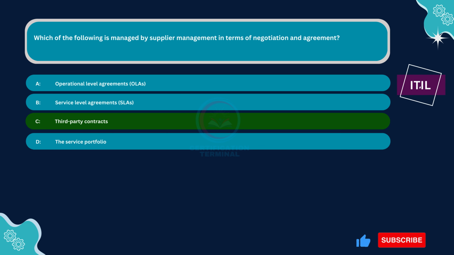Supplier management is primarily responsible for negotiating and agreeing on third-party contracts. These contracts involve external vendors or service providers and cover various aspects, including terms of service, pricing, delivery schedules, compliance, and other contractual obligations. Supplier management ensures that these contracts align with the organization's needs, regulatory requirements, and strategic goals. By effectively negotiating third-party contracts, supplier management helps secure favorable terms and conditions that benefit the organization and manage the relationship with external suppliers.